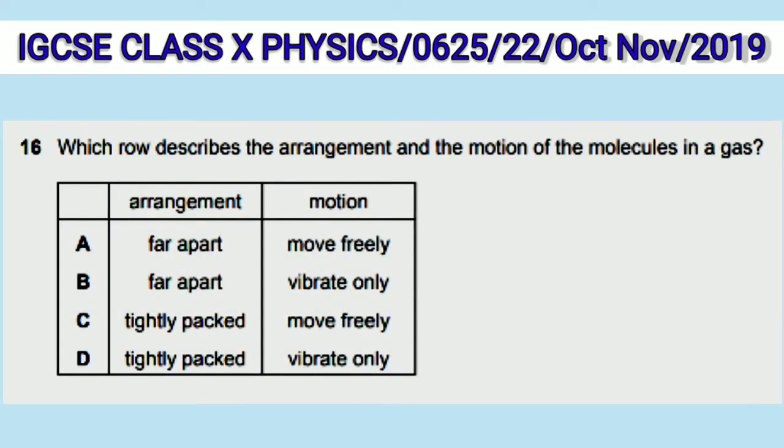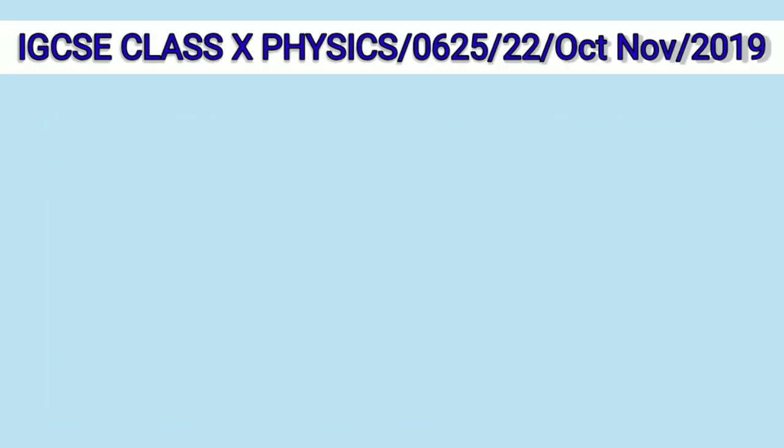Question 16 is our next question. Which row describes the arrangement and the motion of molecules in a gas? We know in gas molecules are far apart and they move freely. So correct answer is option A. Arrangement far apart, motion move freely.